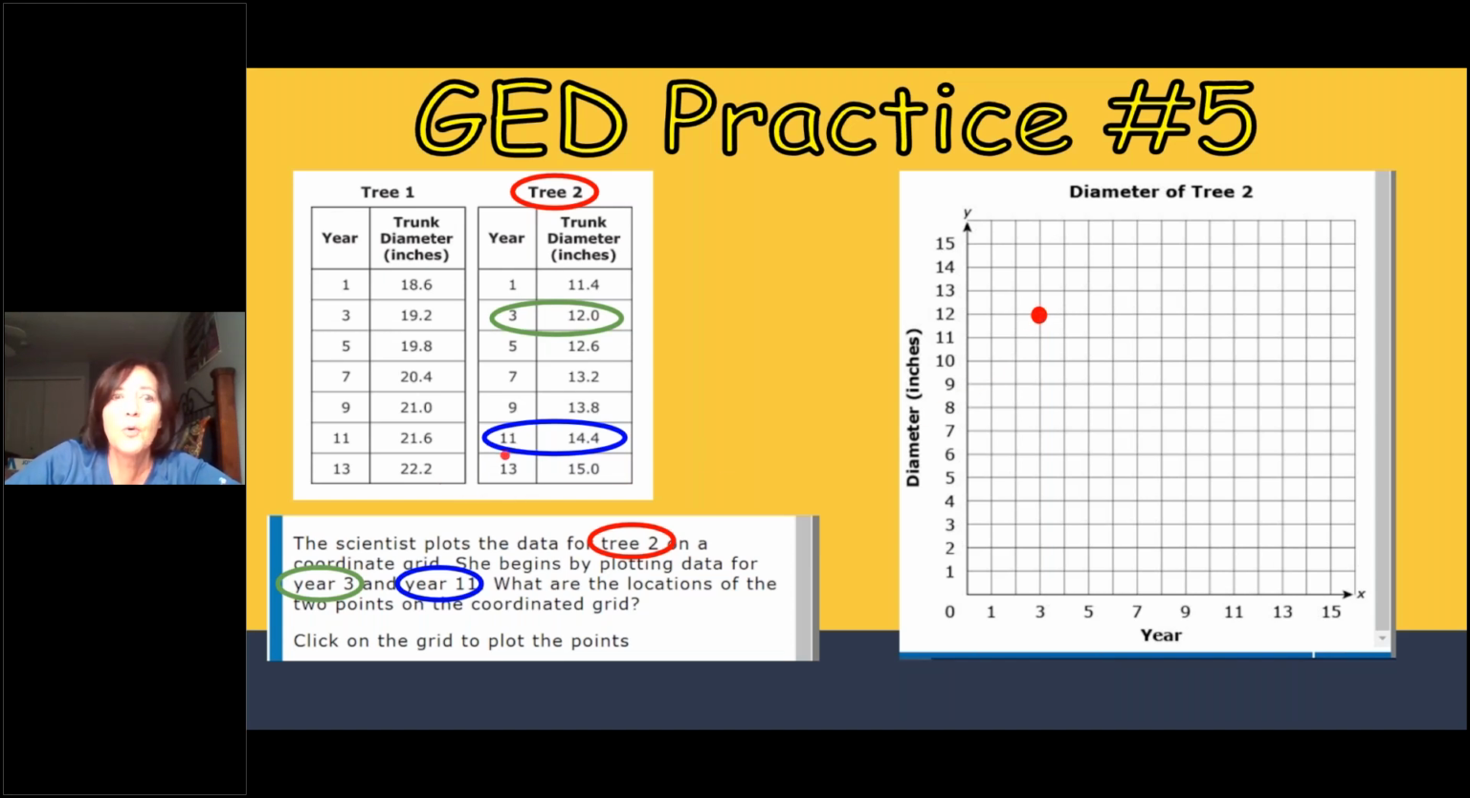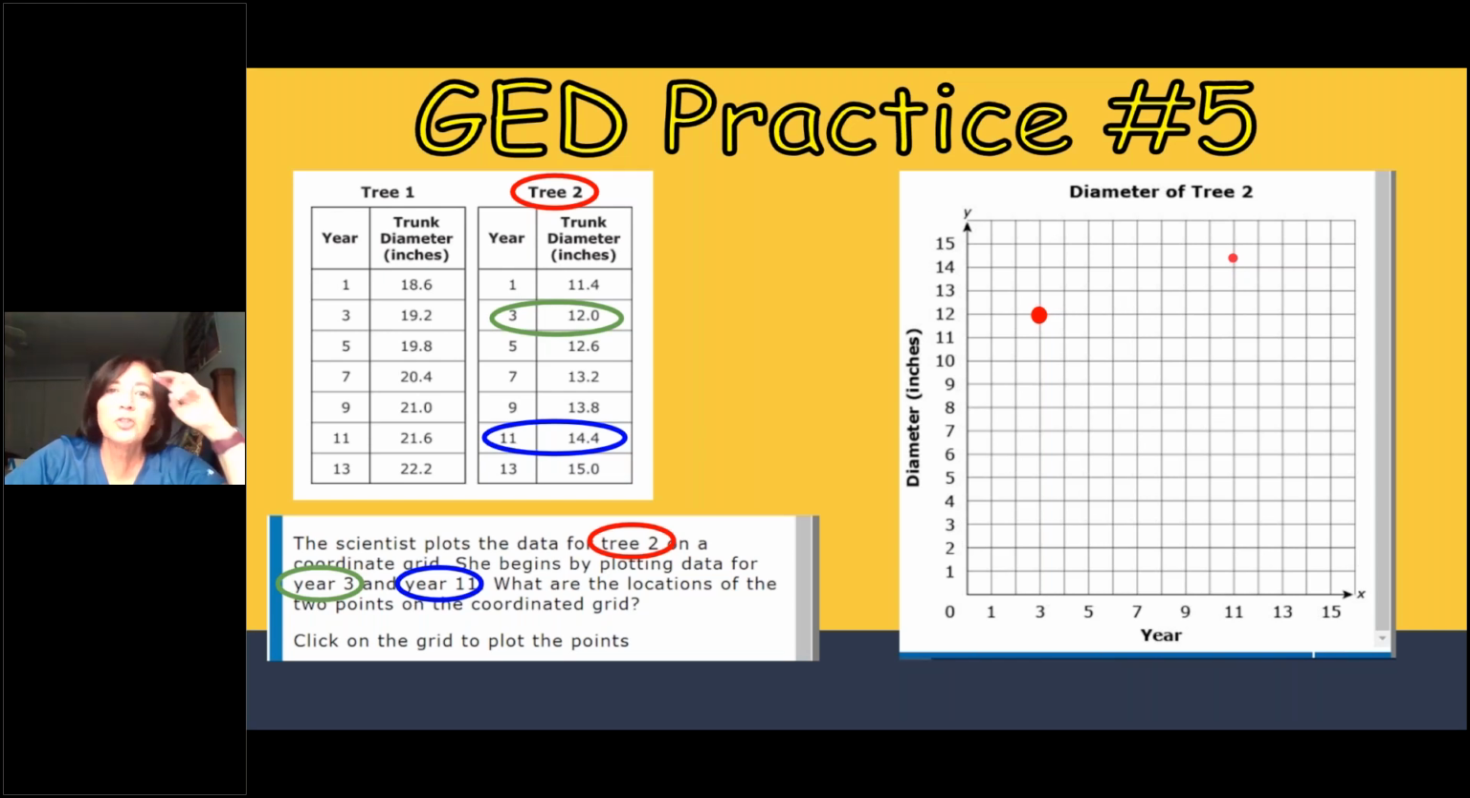Now I need to plot the point 11 years and 14.4 inches. So I'm going to go to 11. Be very careful to travel in a straight line. And I need 14.4. In the explanation for this one, they made the point that they intentionally wanted you to find something between 2 whole numbers.